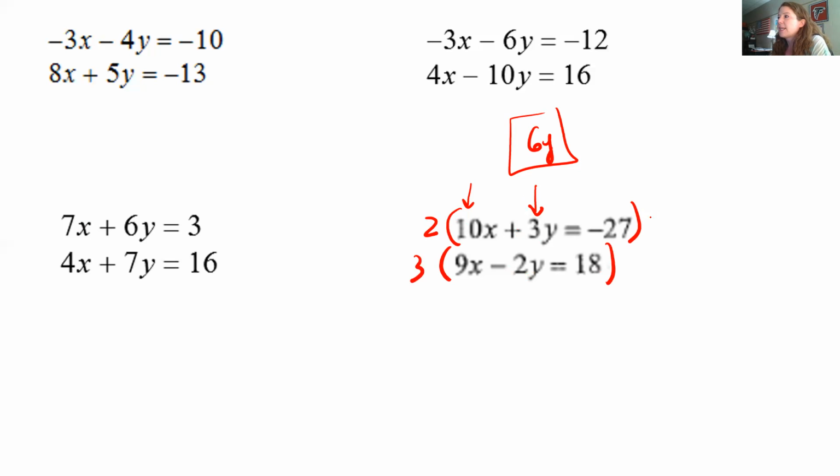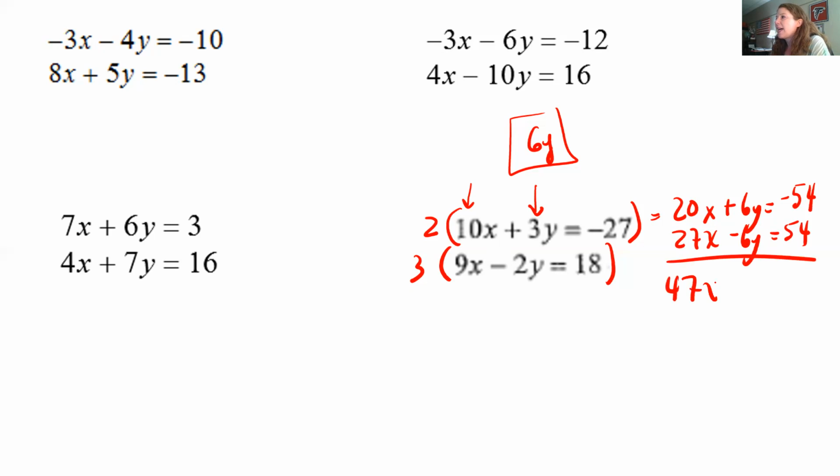So 2 times 10x is 20x. 2 times 3y is 6y. And 2 times negative 27 is negative 54. Then I have 27x minus 6y, and that would be 54. Yep. So this would be 47x, my y's are gone, equals 0, and 0 divided by a number is 0. So my x value is 0.